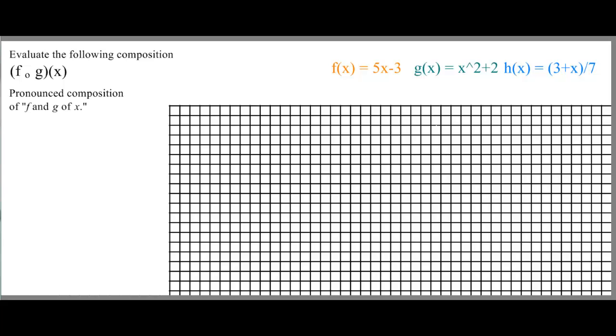Okay, here's our next problem. They want us to evaluate the following composition, and this composition is the composition of f and g of x. It's important to remember that a composition of functions is simply one function followed by another function. So we have here f and g of x, and the function f is applied to g of x. The function closest to the variable x is going to be applied first.